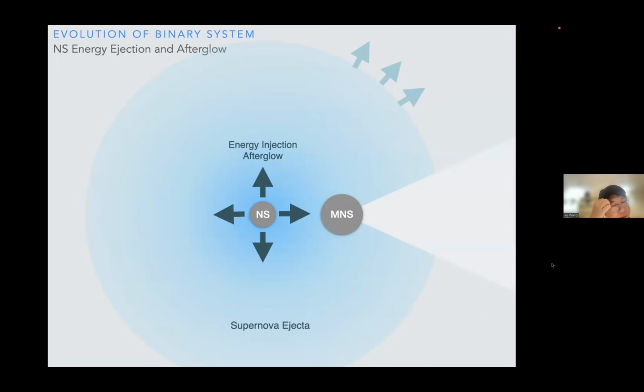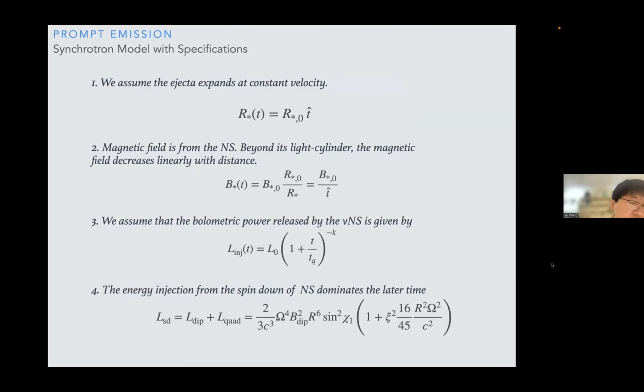The afterglow is produced by the mildly relativistic expansion of the supernova ejecta in the presence of the magnetic field of the new neutron star. We know this synchrotron model is widely adopted in GRB physics, so we also adopt it for the afterglow, but with some different specifications. First, we assume the ejecta expands at a constant, low velocity, around 0.1c. So the radial evolution is linear, whereas the traditional model always considers an ultra-relativistic shock wave, which has a much faster velocity than ours.